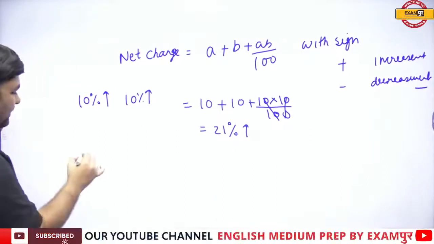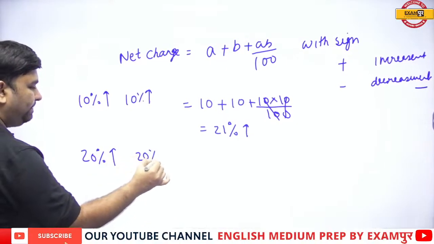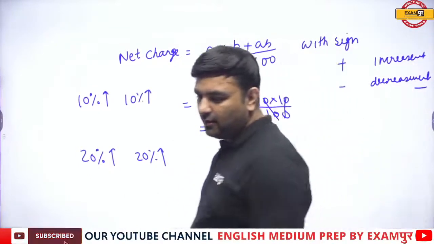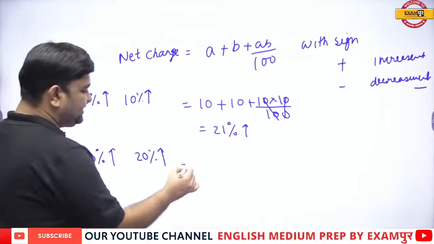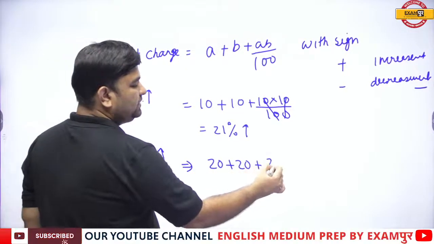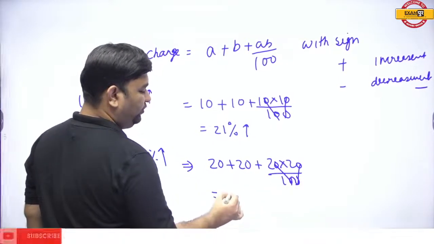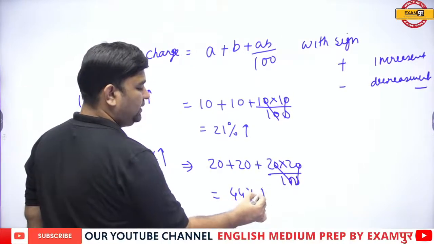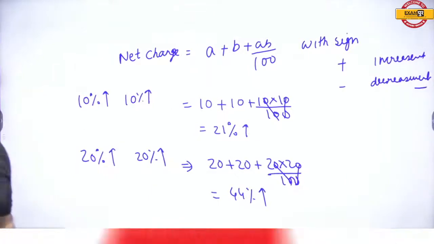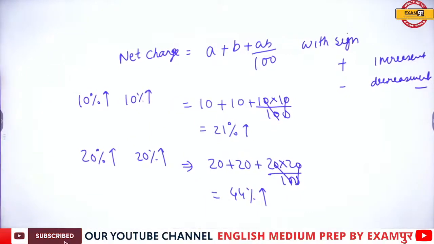If you take one more example of 20% increment 2 times, what would be the change, guys? It is 20 plus 20 plus 20 into 20 upon 100. That is 44% increase. So 2 increments of 20% will give effectively 44%.